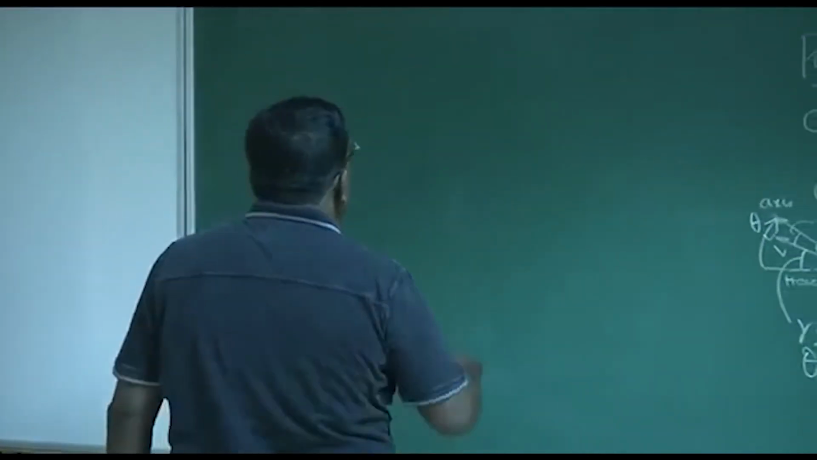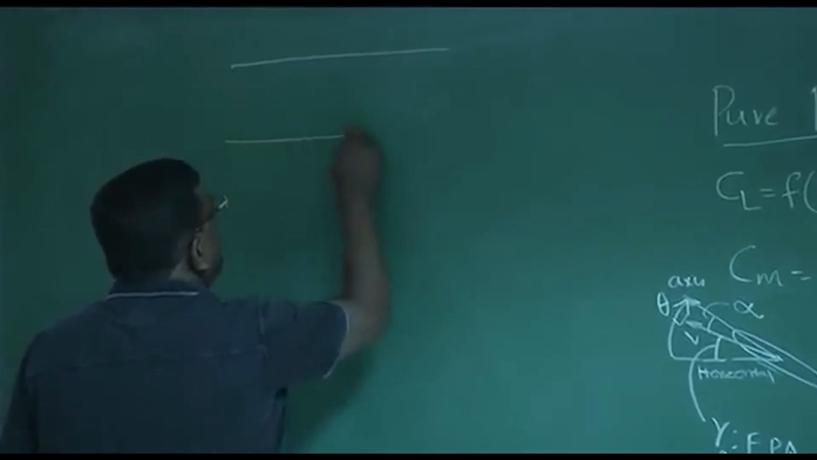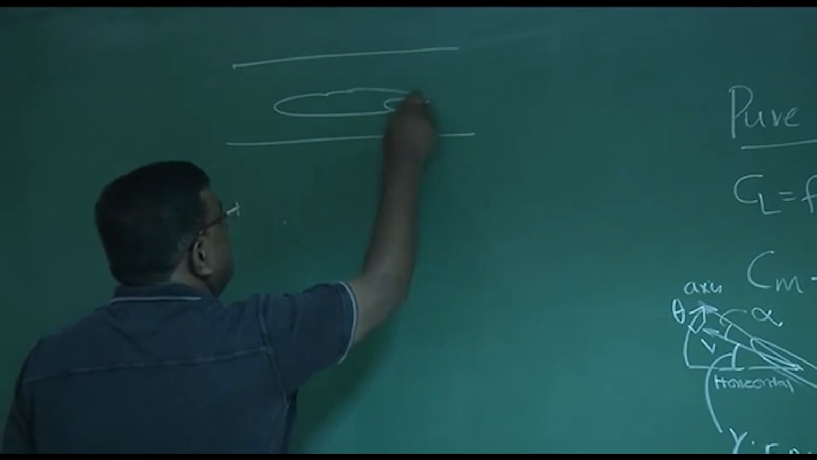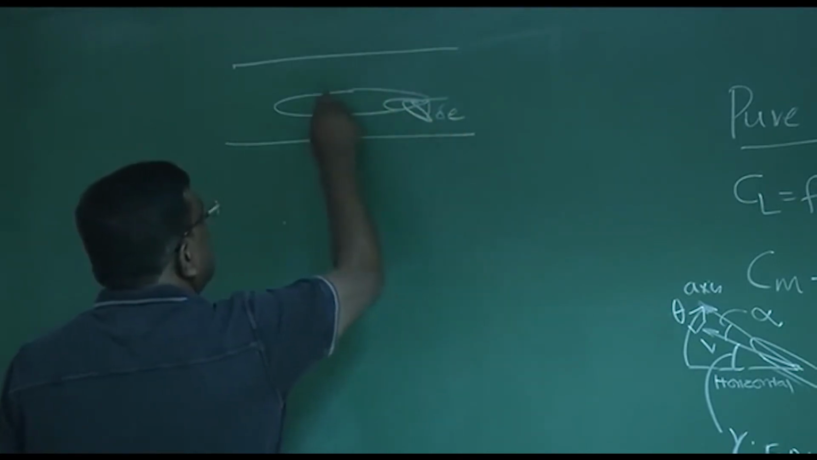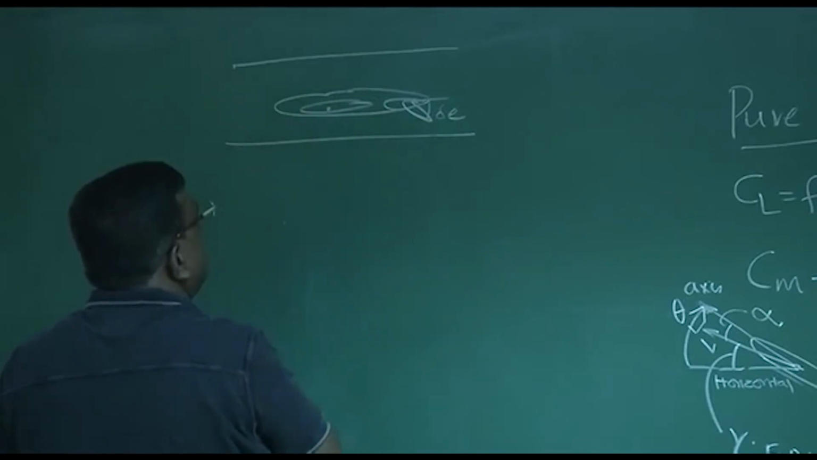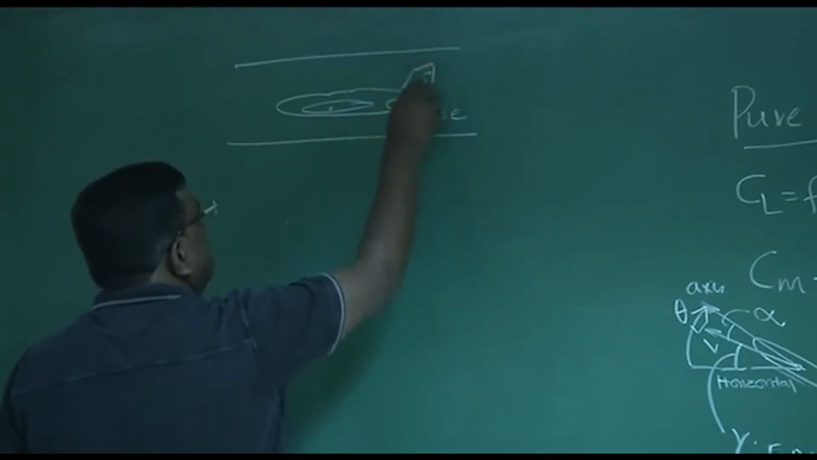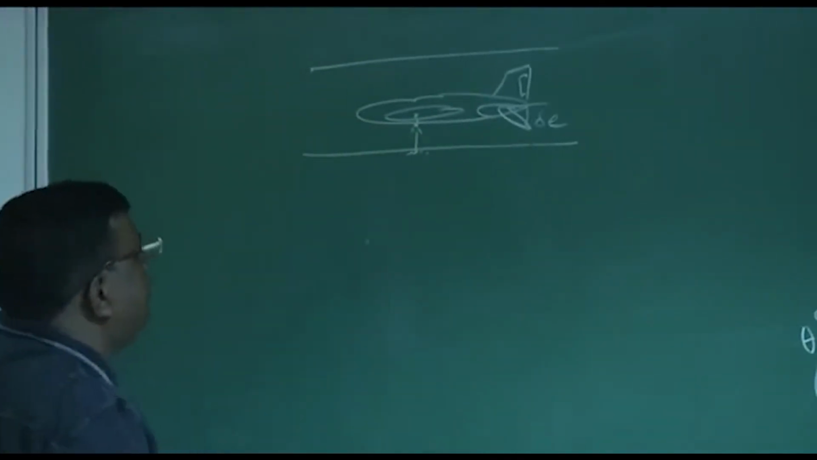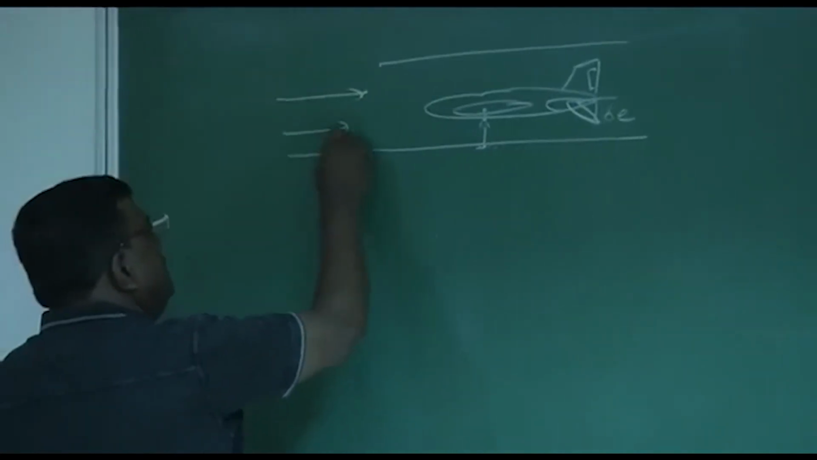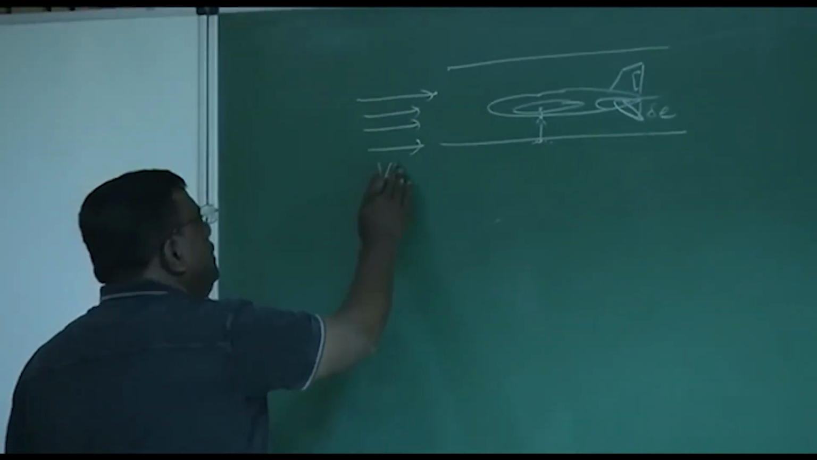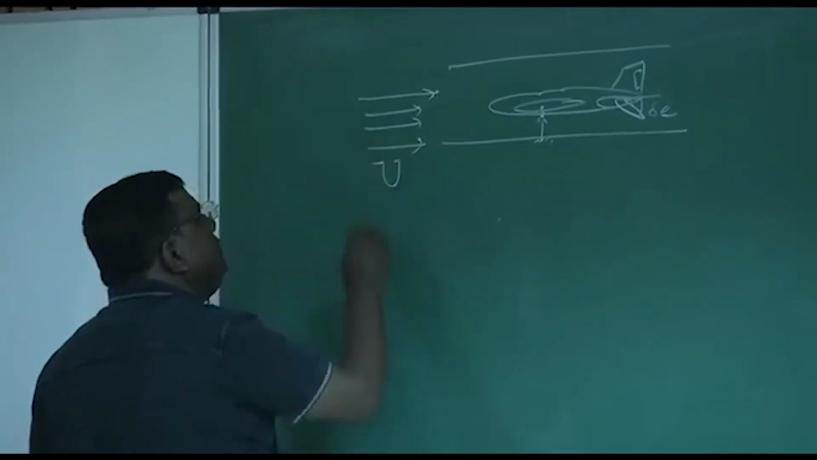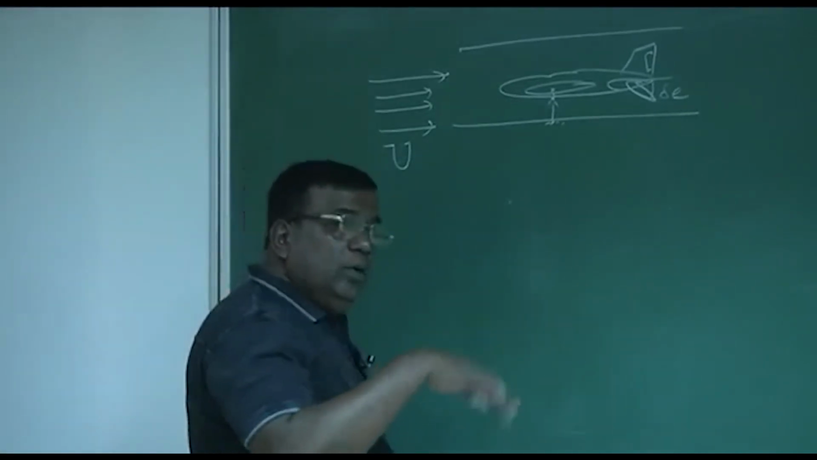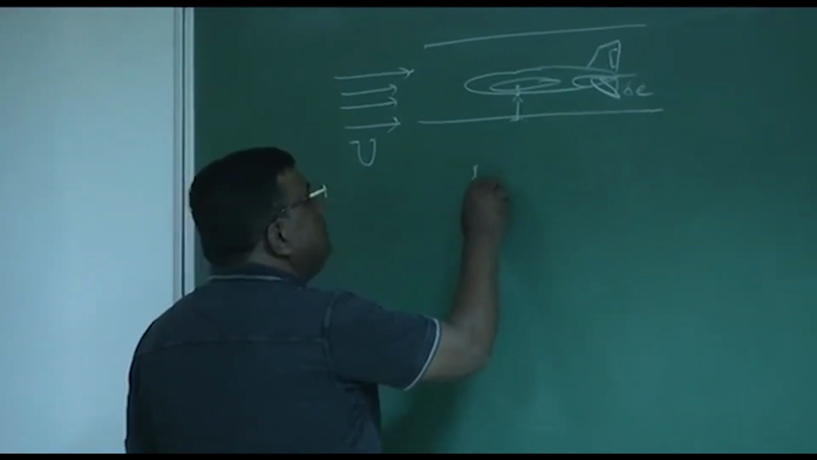Now think of a situation: this is the tunnel and this is the model, this is the elevator, this elevator down is delta E, this is the CG, and this is the wing and vertical tail here, rudder here. If I give an elevator deflection and this is exposed to a constant velocity v, or let's say u, then how do I write the equation of motion? We are talking about angular motion.